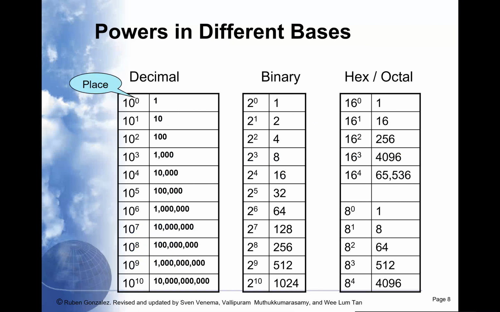We're looking at powers in different bases, and so you'll see here we have decimal. We talked about base 10. Base 10 is easy for us. We just add a 0 every time we get a new power. 1, 10, 100, 1,000, 10,000, and so on. Binary and hexadecimal and octal are a little bit different. They're still the same mechanism, but the numbers look very different.